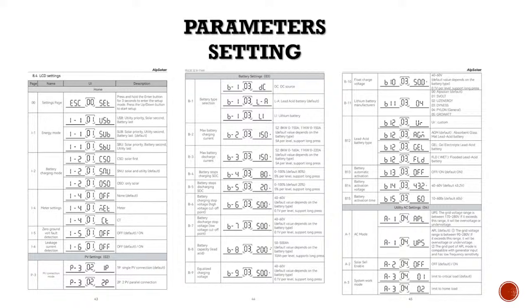Then battery type selection. Are you using a lithium battery? Are you using a lead acid battery? DC source, let's say you just want to use only panel.